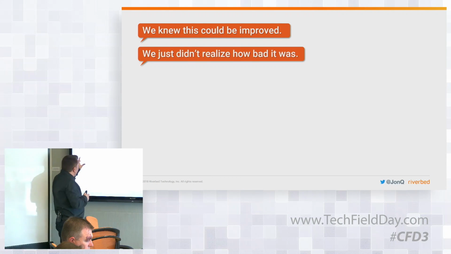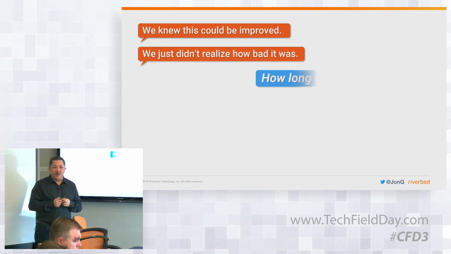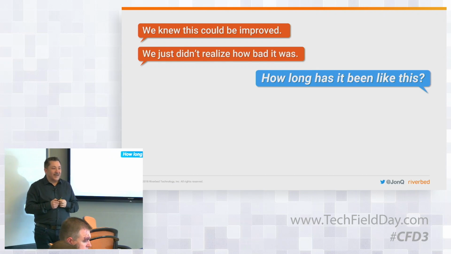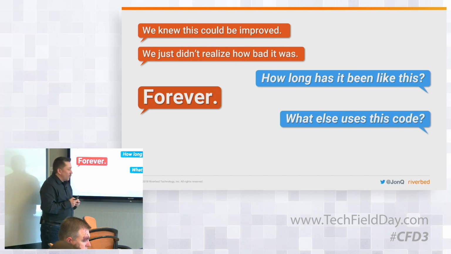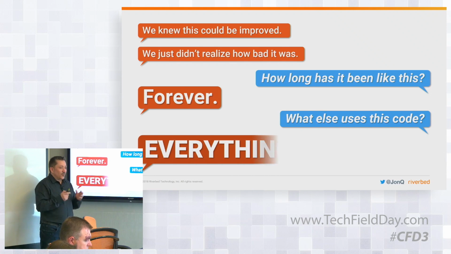But before we get there, the question was, the developers said they knew this could be improved. They didn't realize how bad it was. And management said, well, how long has it been like this? And the answer's been forever. They had built this into their design from day one. It'd been years and years. And the most important question of what else uses this code? And the answer was everything.